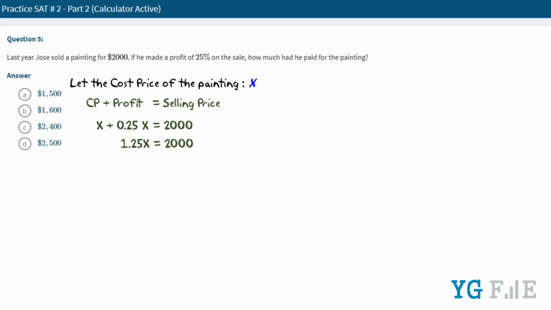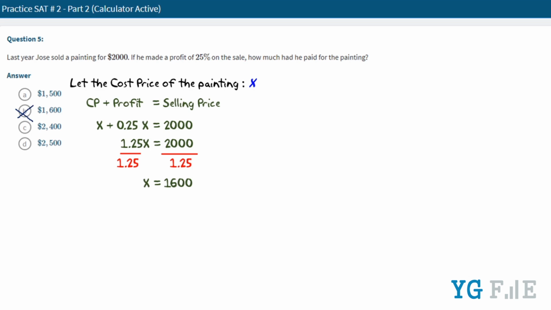So we get a linear equation, and to find the value of X, we divide both sides by 1.25. So we get X is equal to 1600. So the answer for this problem will be B.